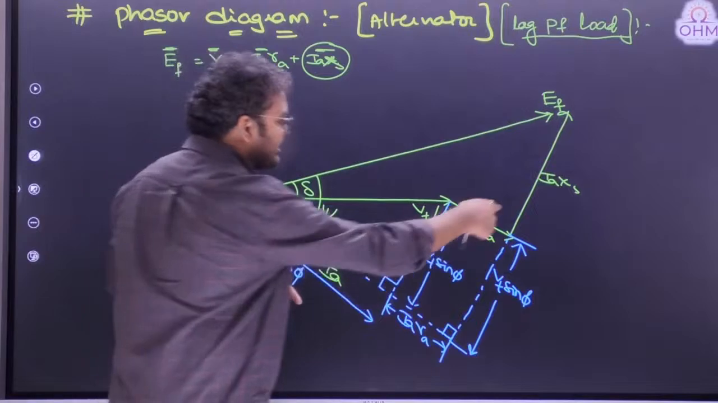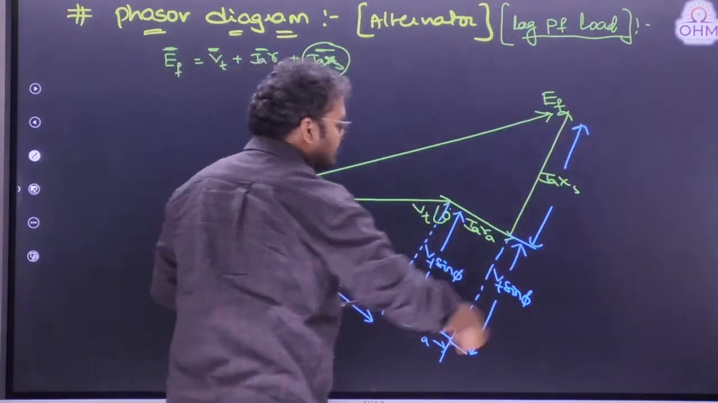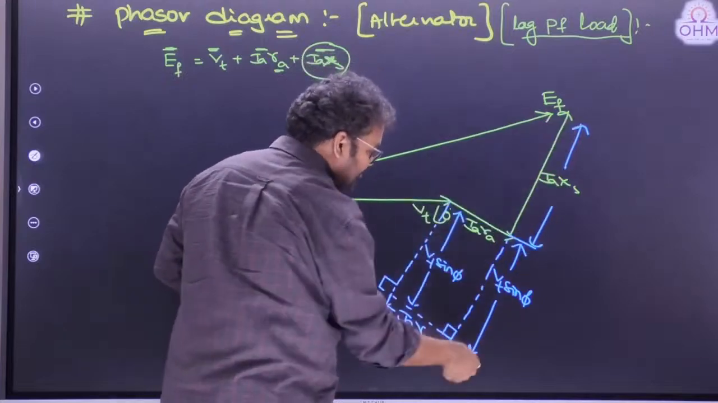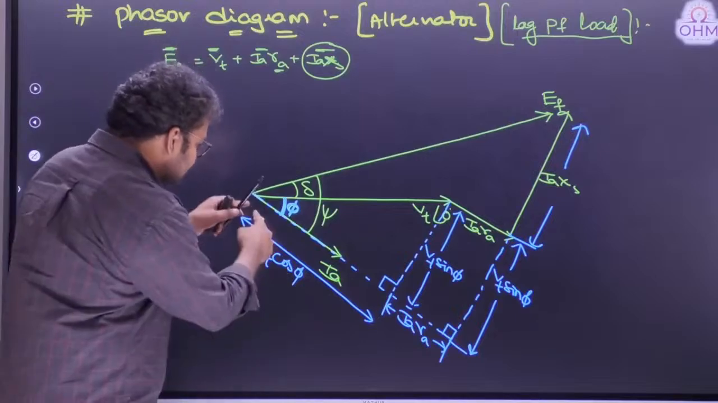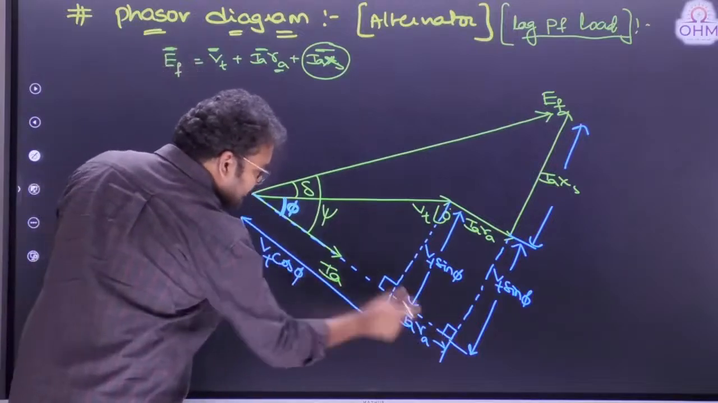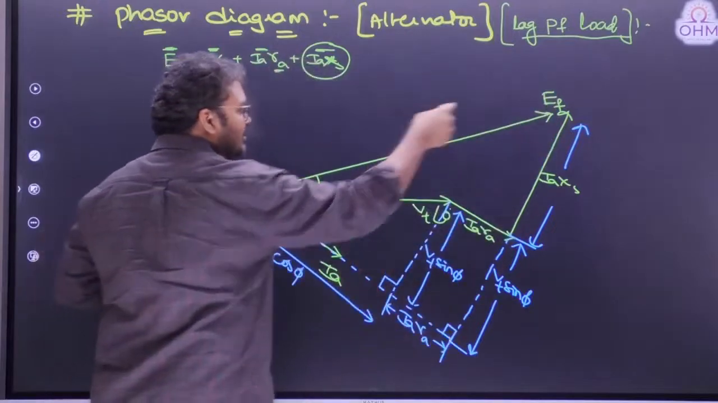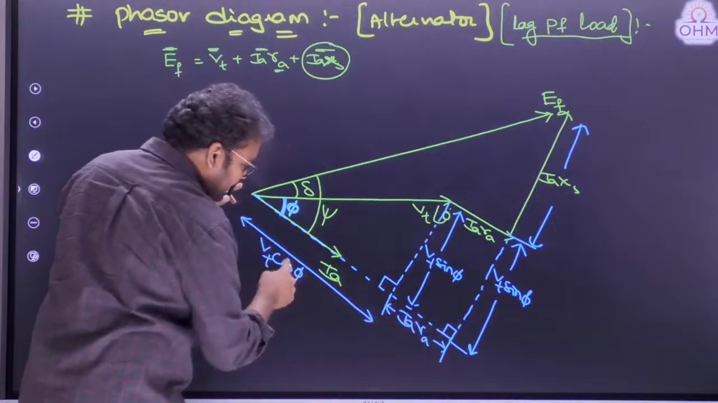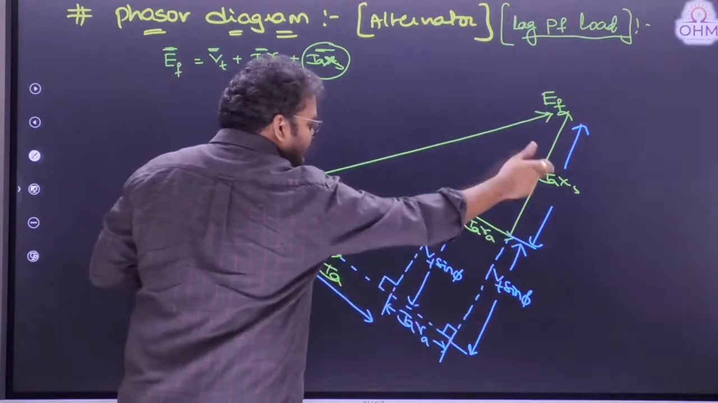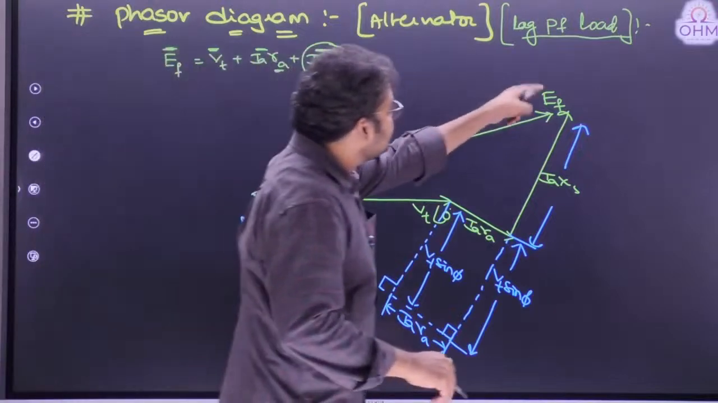Already this length is Ia Xs. Then what is the whole length? This total length, if you calculate, is Vt sin phi plus Ia Xs. What is this length? Vt cos phi plus Ia Ra. Then you look at this entire right angular triangle. This is looking like a hypotenuse Ef. So one side Vt cos phi plus Ia Ra, other side Vt sin phi plus Ia Xs. Therefore, what is the length Ef equal to?